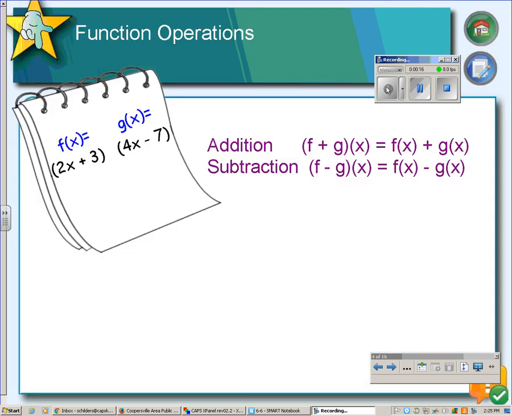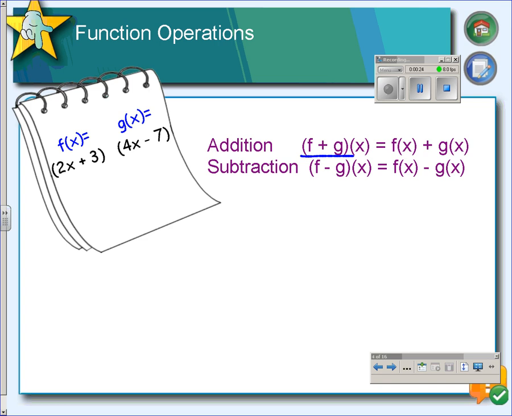So if we're going to add two functions, such as these two functions, one way that you can be instructed to do that is if it says f plus g of x. The other way is if it says f of x plus g of x. To do this, you simply add like terms. So f plus g is going to be 6x minus 4.